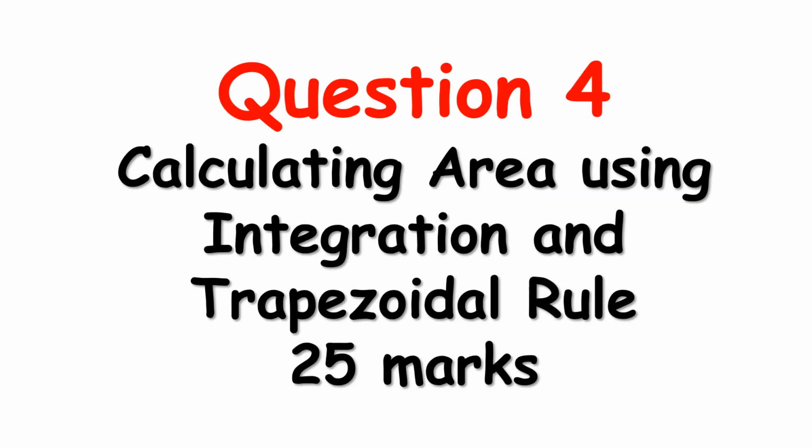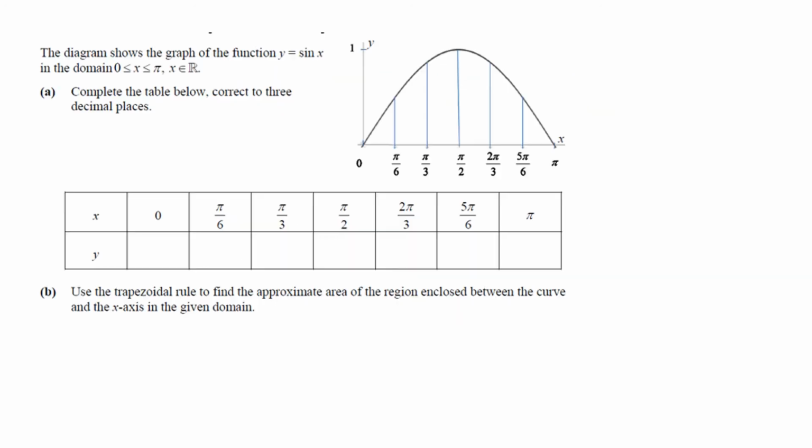Question 4. Calculating area using integration and the trapezoidal rule. This is a 25-mark question. So example 4.7, the trapezoidal rule. There is a strong link between the trapezoidal rule and integration. The trapezoidal rule is a way to estimate area, while integration is a more accurate way to calculate area.